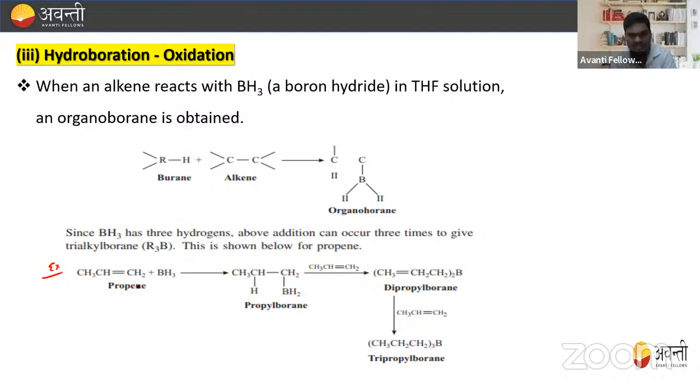So let us consider this equation. This is CH3, CH=CH2, propene, and it reacts with BH3. This will form CH3, CH2, CH2, BH2, propyl borane. Again, this will convert into dipropyl borane, and again into tripropyl borane. So BH3 has 3 hydrogens, so the above reaction can occur 3 times to give the trialkyl borane, or R3B.